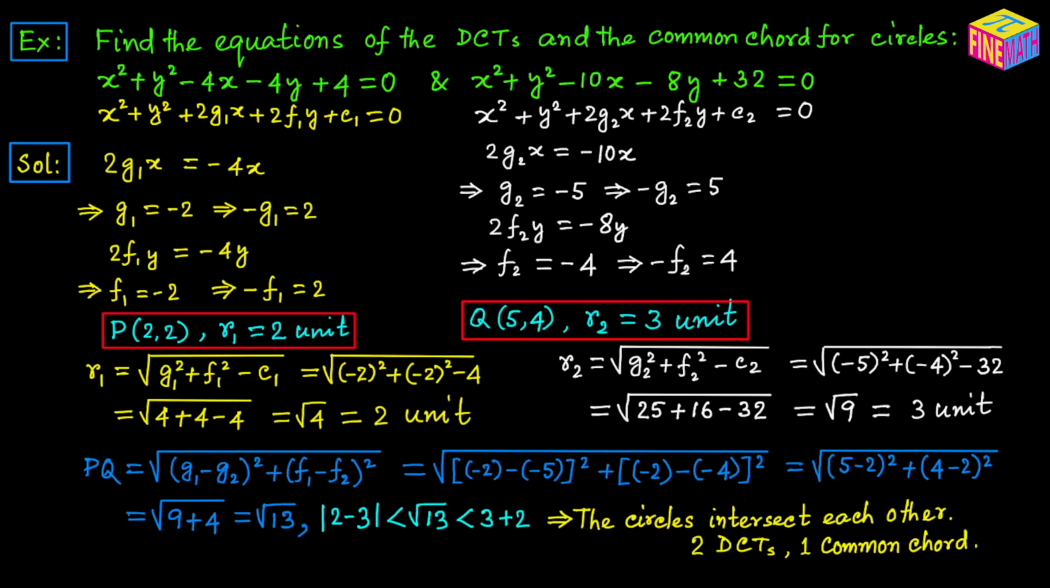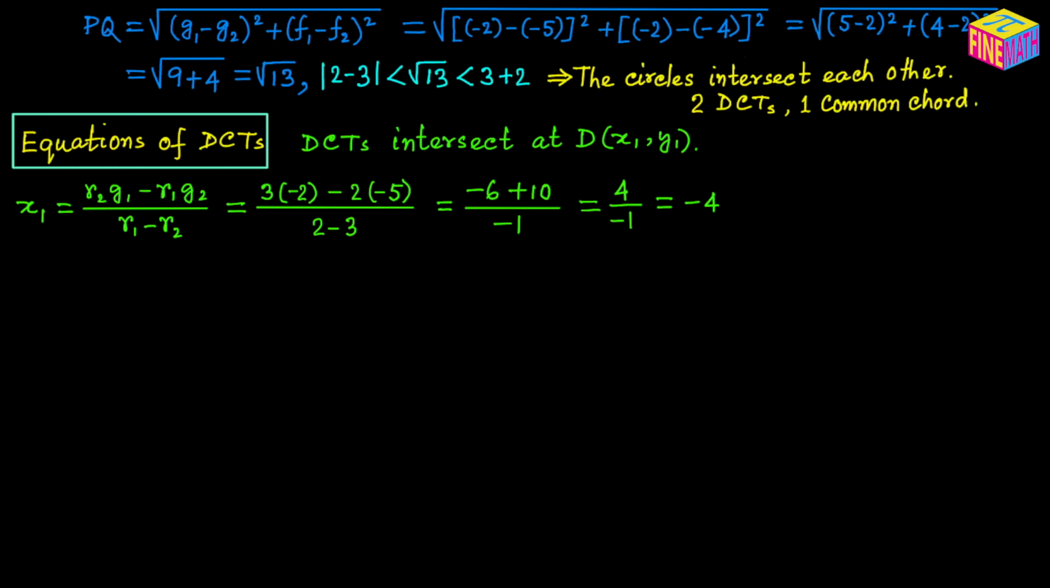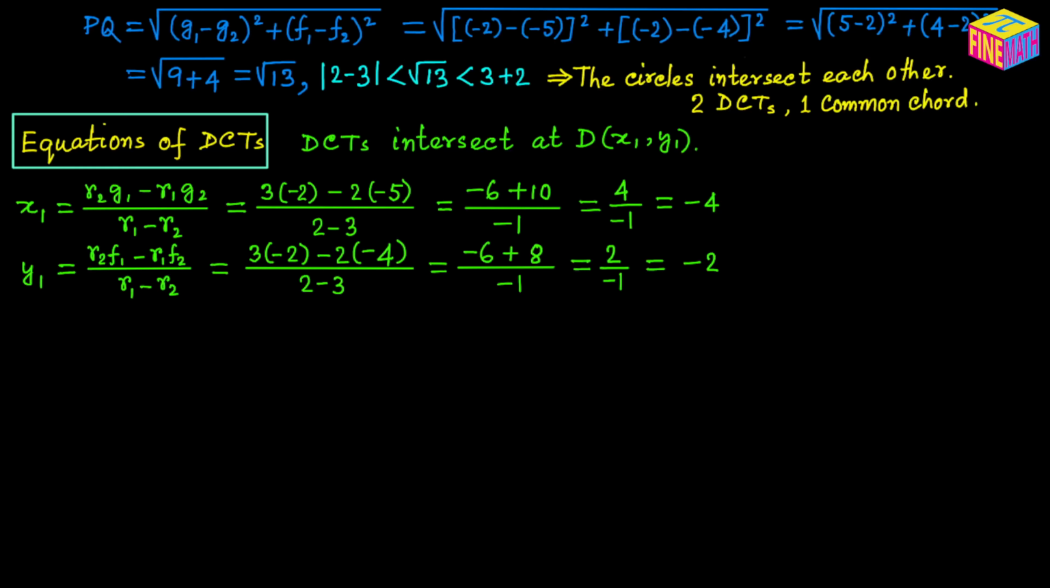So now let's try to find the equations of the direct common tangents. Let's assume that the direct common tangents intersect at point D, whose coordinates are (x sub 1, y sub 1). We know that D divides PQ externally in the ratio of r sub 1 is to r sub 2. So using the section formula, let's try to calculate the values of x sub 1 and y sub 1. x sub 1 turns out to be negative 4 and y sub 1 turns out to be negative 2. So the coordinates of D are (negative 4, negative 2).